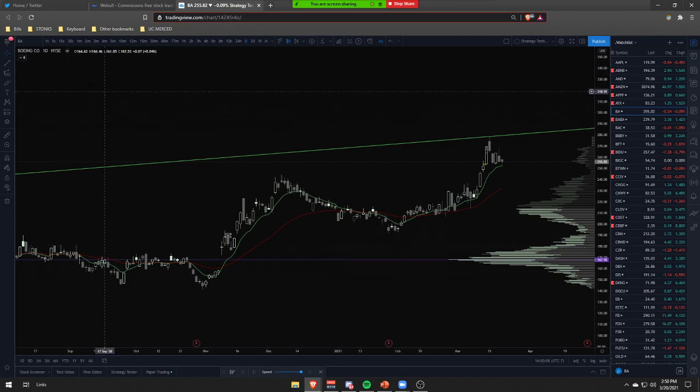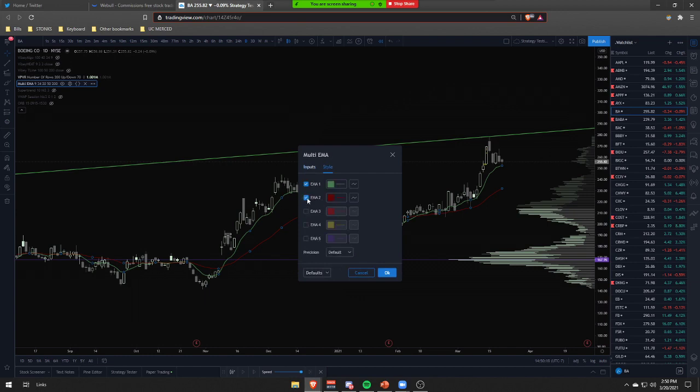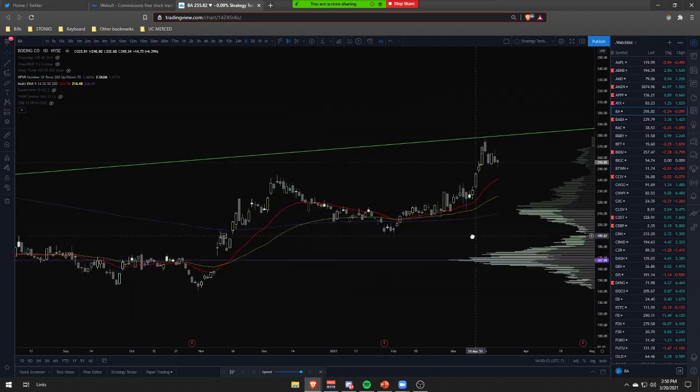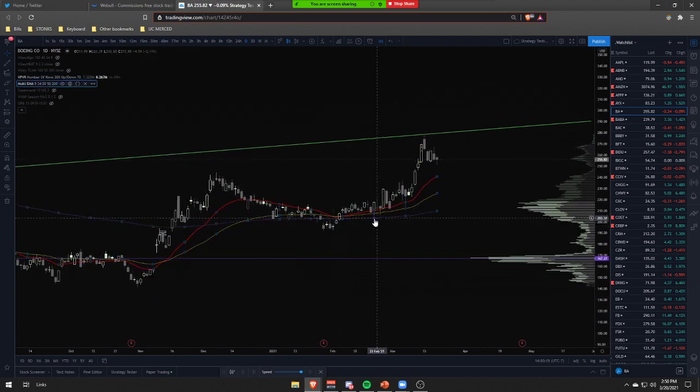I know a lot of people look at the daily on like a 200. So if you were to look at it on a higher EMA, people play on the break of the 200 EMA. That's one way to play it.